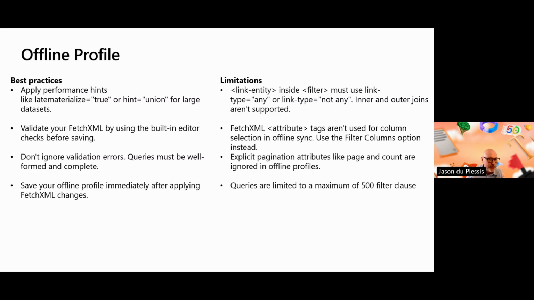Please don't put any FetchXML attributes in there. This is not the place to select which columns you want to bring back in your FetchXML. That is the column filter that I showed you earlier. Don't put any pagination. The offline sync engine will manage that for you. So those will just be ignored if you put them in there. And just to call out, we are limited to 500 filter clauses in your query.